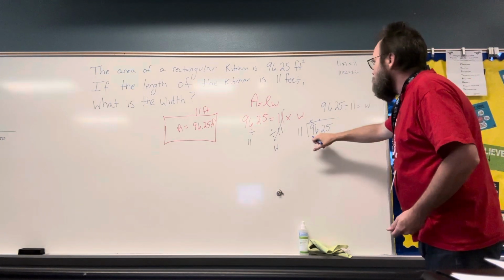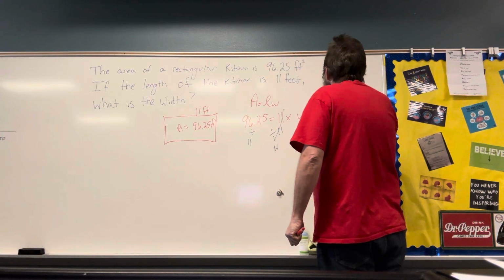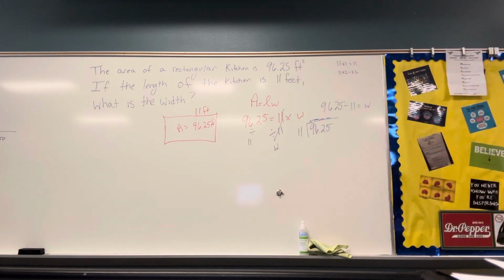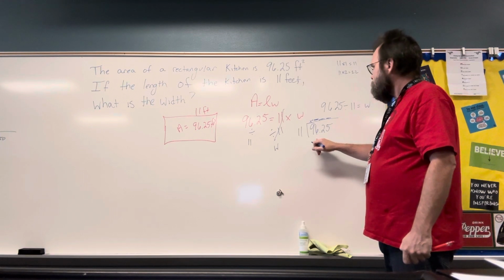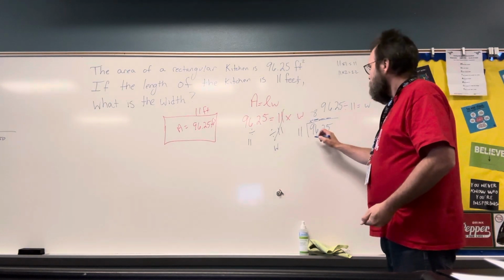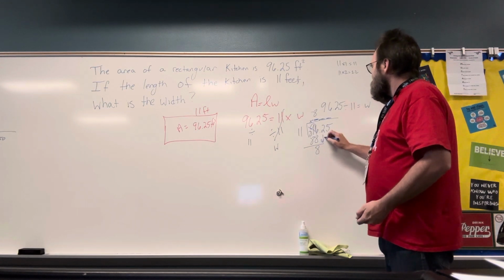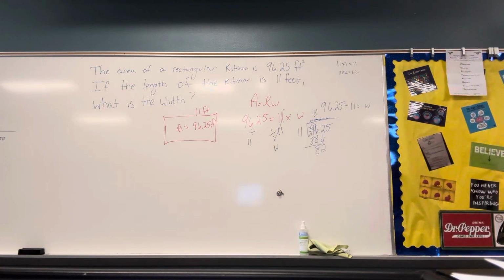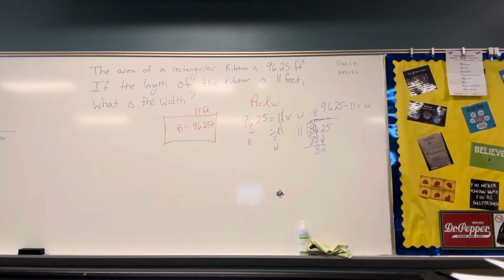So now, Connor, does 11 go into 96? Yes. I'm going to have a number in the ones place, the tenths place, and the hundredths place. So, Connor, how many times does 11 go into 96? It can go in there 8 times. And what's 8 times 11, Connor? 8 times 11 is 88. And then I bring down the 2. Okay, so 8 is in the ones place.